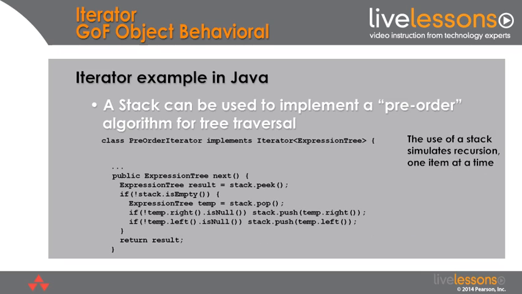Here's an example of the next method. This is used to advance the iterator, to move it onto the next element and return what was currently there. In our particular implementation, since we're using this as a stack to simulate recursion, we're going to make a copy of the top element on the stack, which will be returned as the result of next. And then if there are any left or right children, we'll go ahead and push them onto the stack after first popping off the element that was on top before. And that's how we advance one at a time.